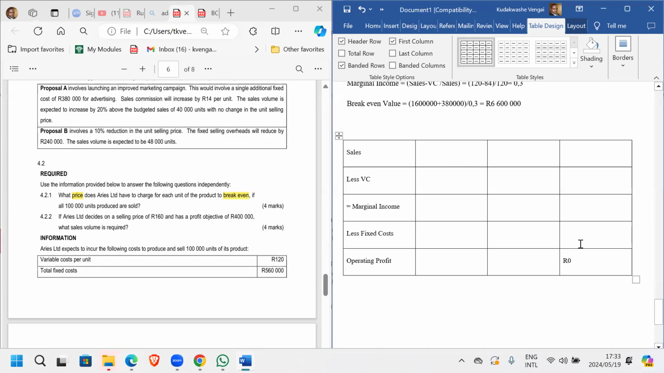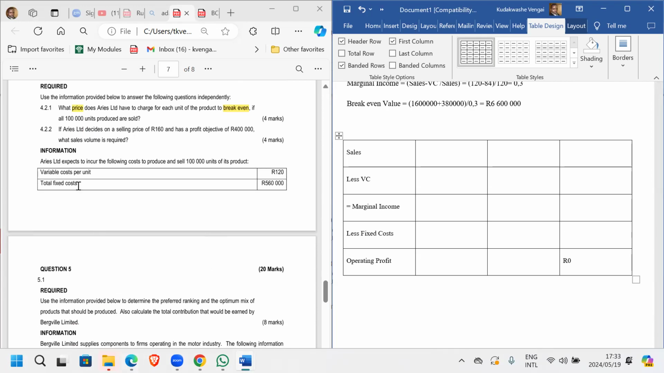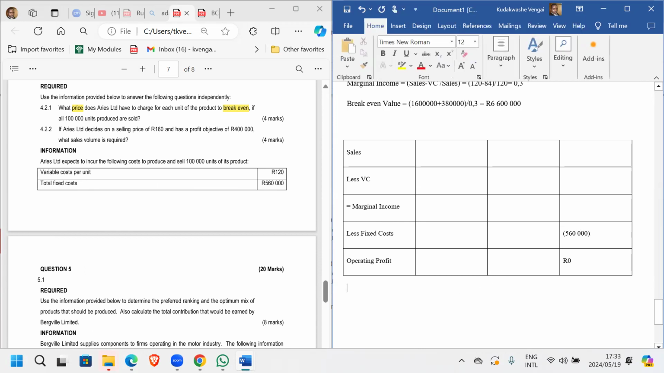Right. What are my fixed costs? I already know according to the information below, the total fixed costs are 560,000. So I come here and indicate my total fixed cost to be 560,000. Because I'm already told what they are. So what is my marginal income? If I say marginal income minus fixed costs, I get the operating profit. Is this correct? Are we together here?